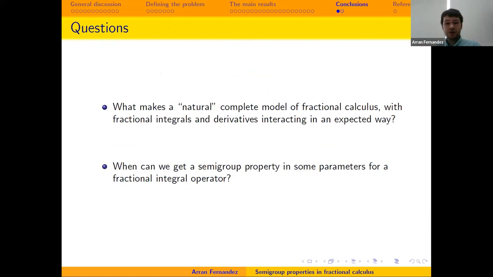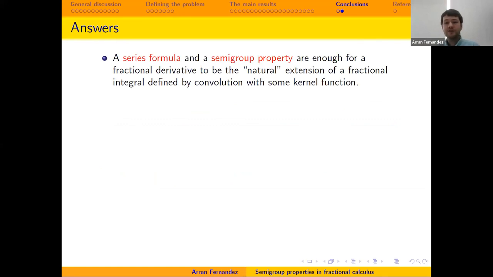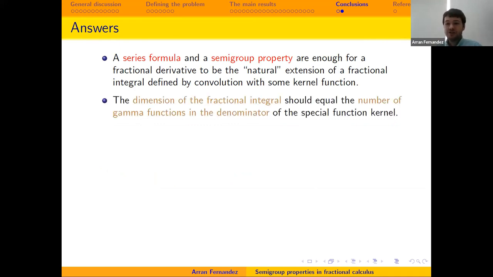So let's move on to conclusions. We've considered two questions. Firstly, what makes a natural complete model of fractional calculus, with natural interactions between fractional integrals and fractional derivatives? And then that led to the main question: when can we get a semigroup property in some parameters for a fractional integral operator? And we found answers. A series formula and a semigroup property are the key properties to get this natural extension. The dimension of the fractional integral, the number of integrals involved, should equal the number of gamma functions in the denominator for a nice natural operator.